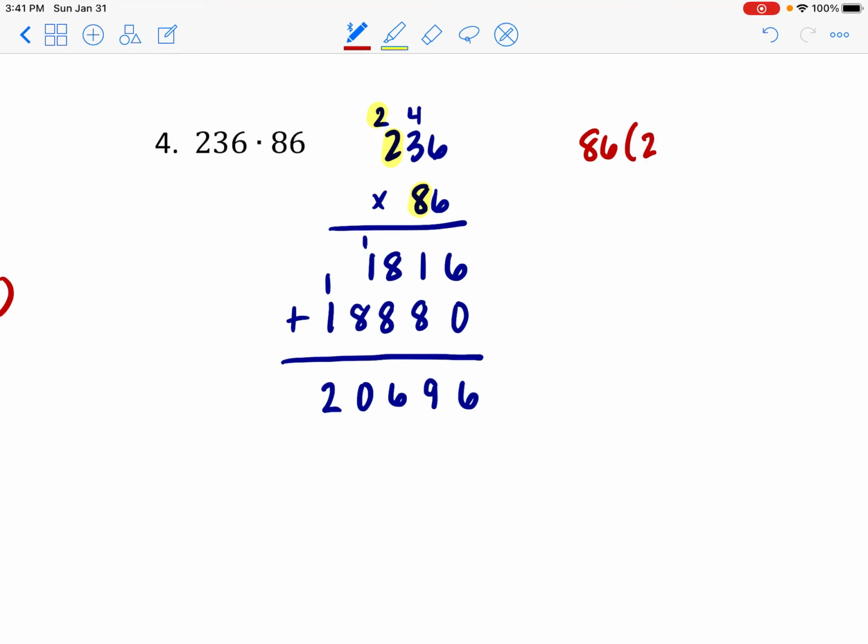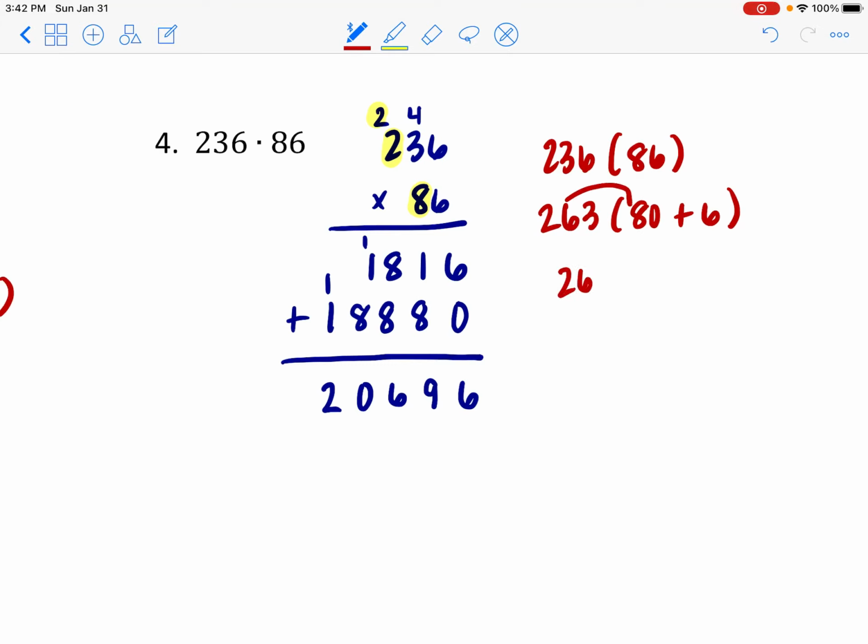Okay, and again, if you wanted to do this in expanded form, it doesn't matter the order. Let's say you put the 86 and you wanted to multiply by 236, then we could say that this is 86 times 230 and 6. So, let me do this the other way. It doesn't matter, you'll get the same answer, but I just wanted to compare to the last problem we did. I'm sorry. Let's do 236 times 86. So 236 times 80 plus 6. If we distribute, that's 236 times 80.